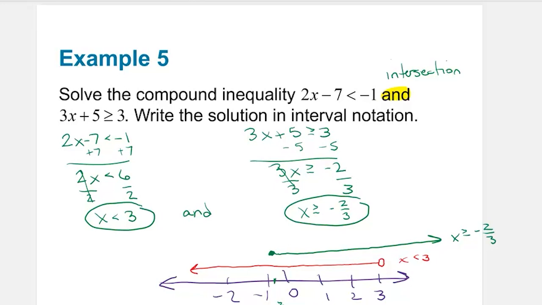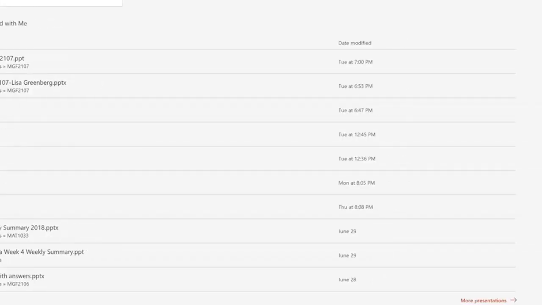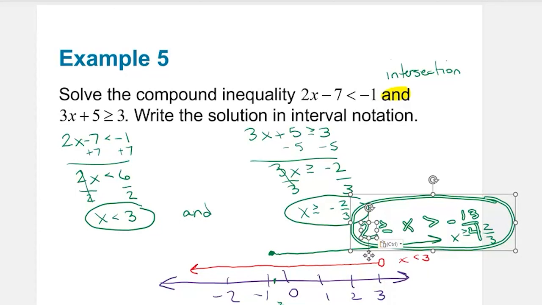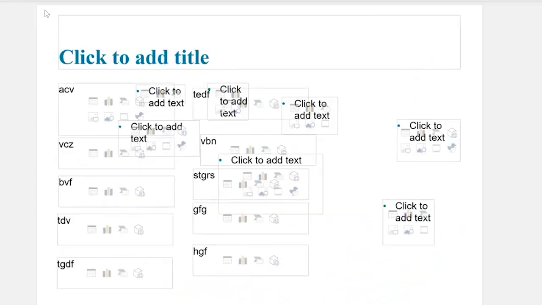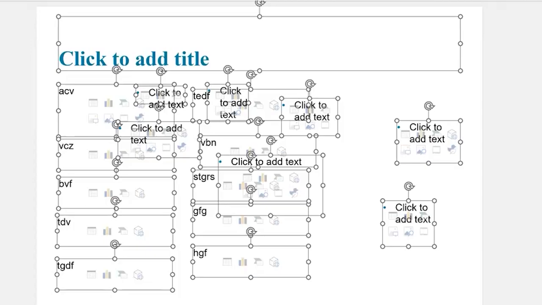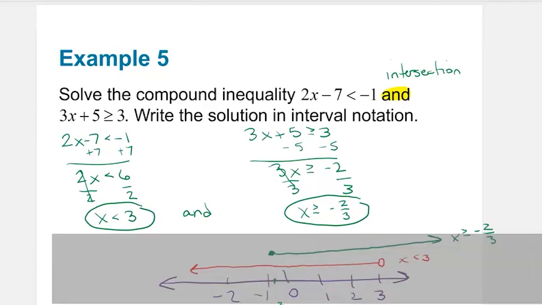Okay, so now let me get a new slide here. Oh, that's not what I meant to do. All right, so let's go back here. Get a new slide. And I will copy this number line over to the other. It's not gonna work.